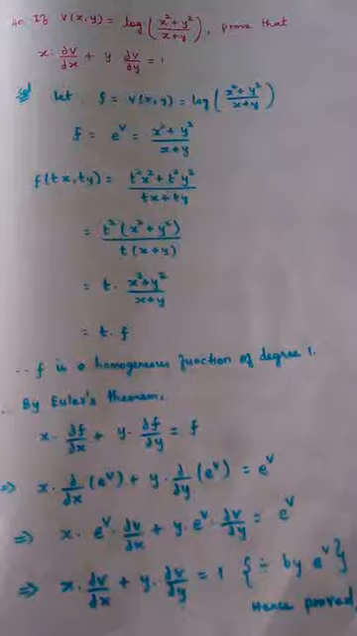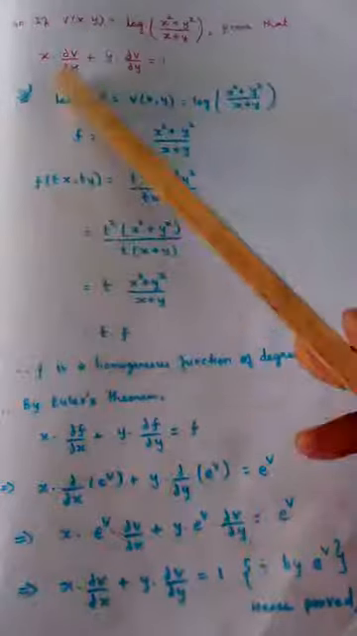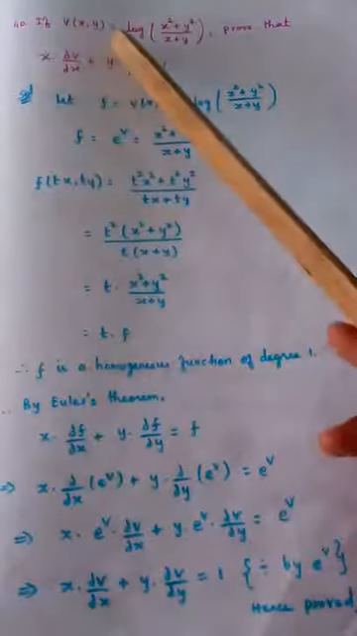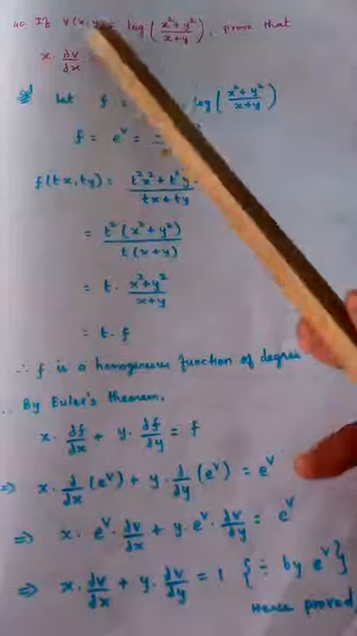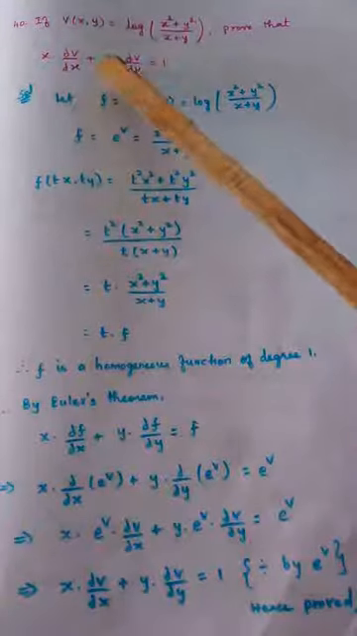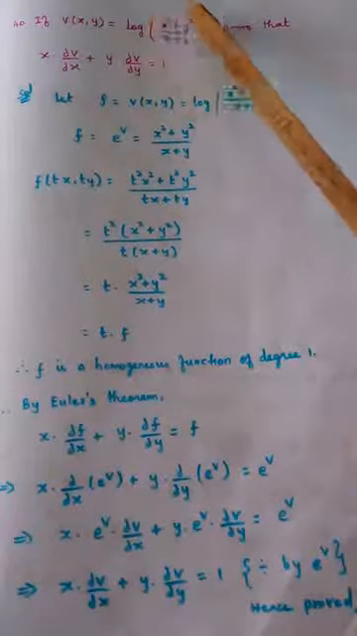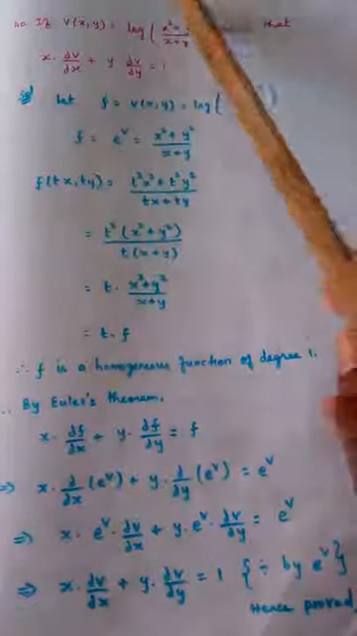So in this continuation video, we will see problem number 40. We are in Euler's theorem concept, right? Problem number 40. If v of x comma y, meaning v is a function of two variables x and y, is defined as log of (x square plus y square) by (x plus y). So this is the given function.